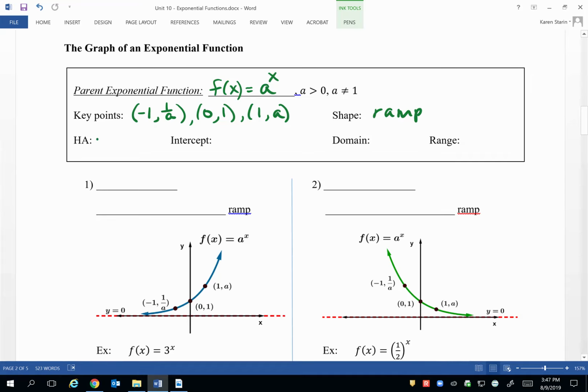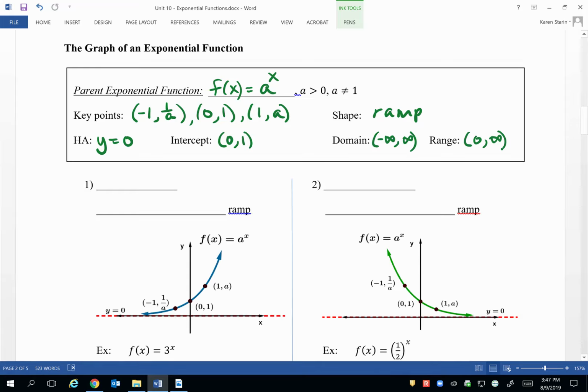There is a horizontal asymptote of y equals 0. In other words, the x-axis is an asymptote for the parent exponential function. There is a single y-intercept of 1, so the coordinates are 0, 1. The domain is all real numbers, and the range, because it lies above the horizontal asymptote of y equals 0, is from 0 to infinity.